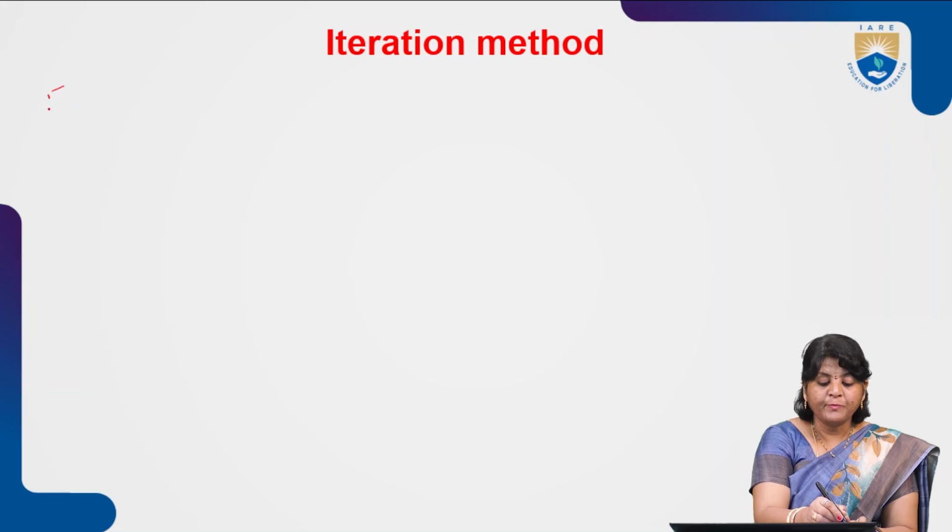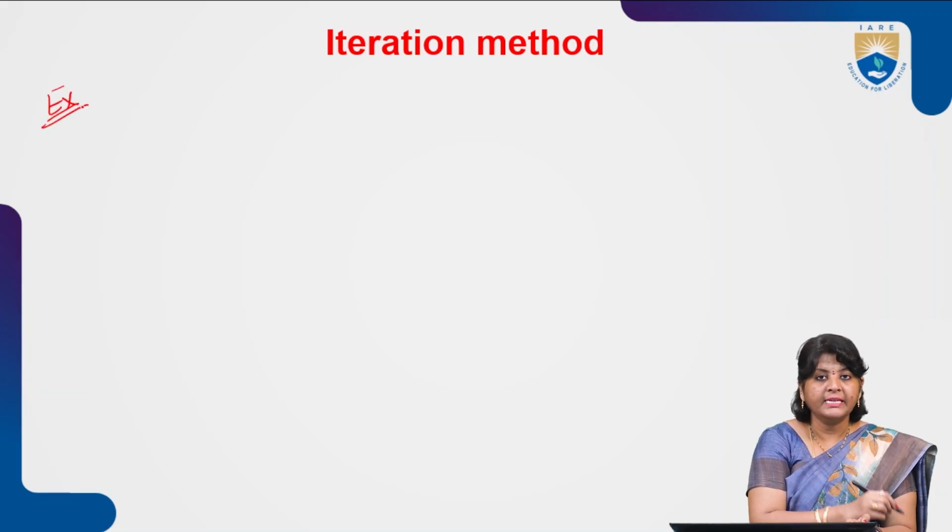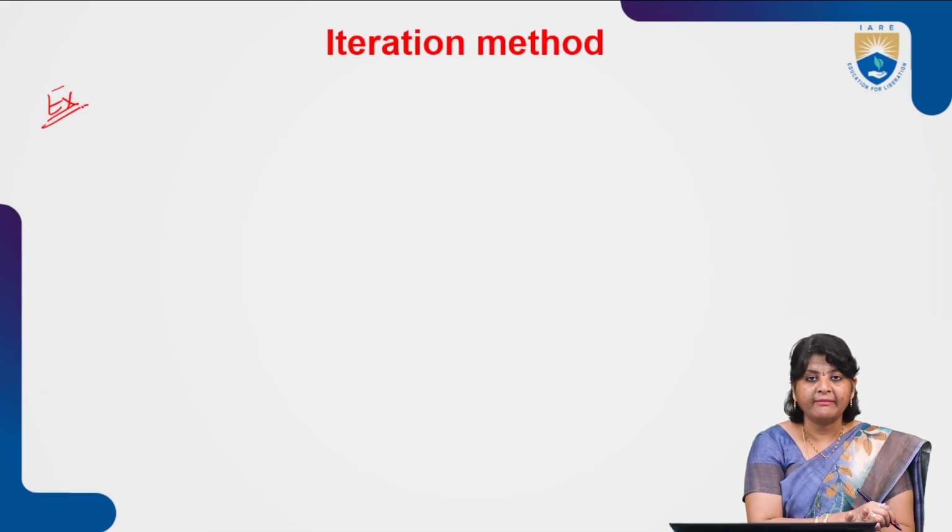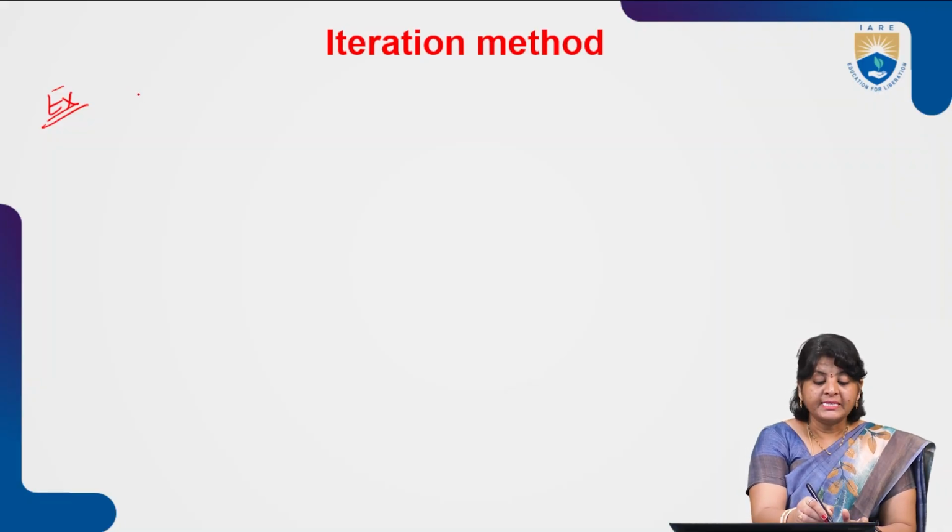Now with an example we will see how the iteration method calculates the root of a polynomial. So I am going to consider the equation f of x is equal to x cube minus 4x minus 9.